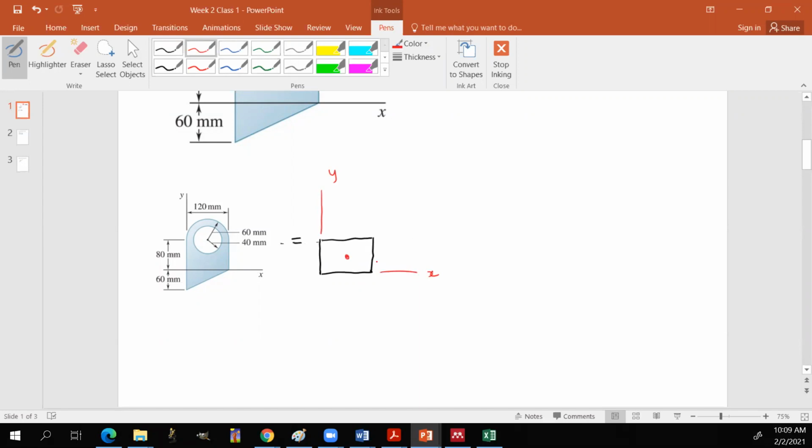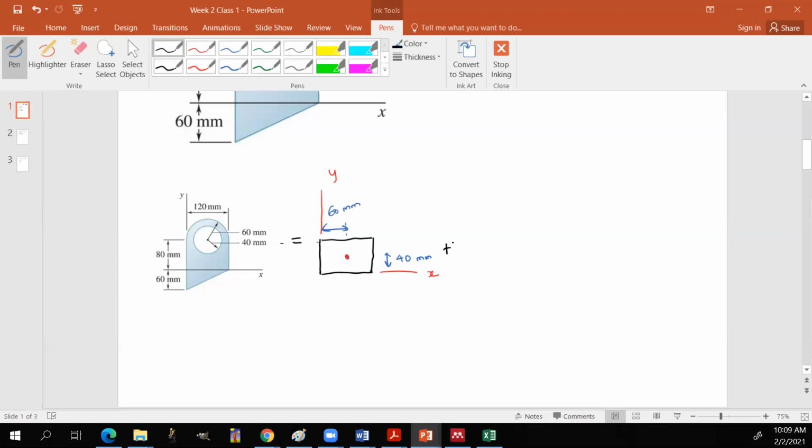And for the location of this centroid, what will the location of the height of this rectangle be? 80 millimeters. I hope you said 40, because that's what it is, right? And then the width here is 120, so that's divided by half. So that will be 60. So 60 millimeters there.